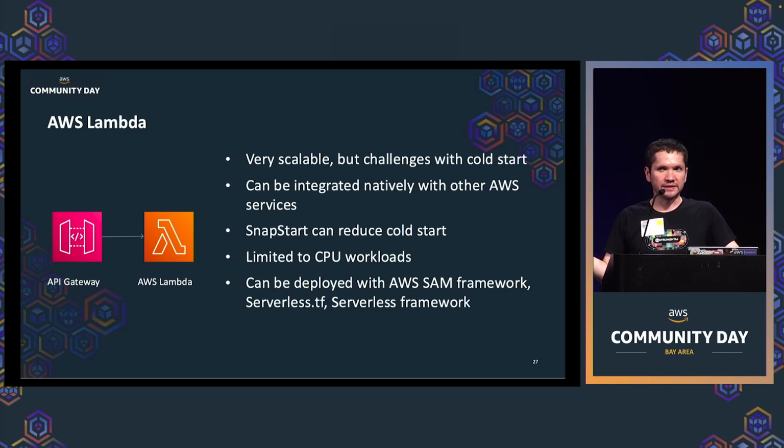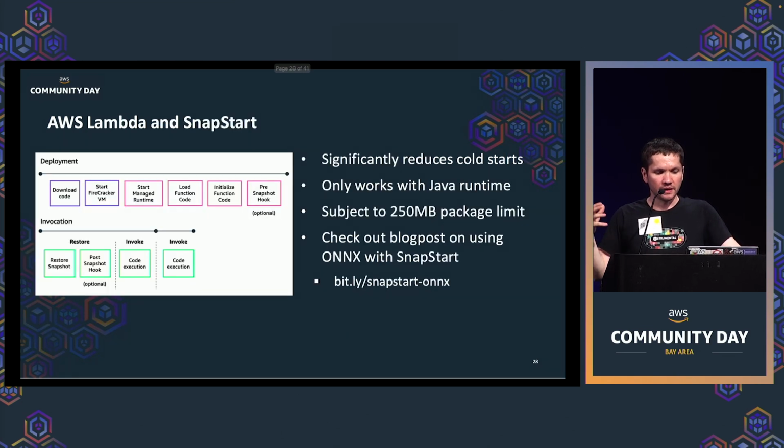But it can be deployed really easily, and there is not a lot of complexity compared to ECS. What SnapStart does is basically save the state of Lambda when the model is initialized. So it can work really well for cases like ONNX inference, so for traditional machine learning, traditional deep learning models. For large language models, that may be possible if you can adapt it for your use case, but there are two challenges: it only works with Java, and it's subject to a 250 megabyte package limit.